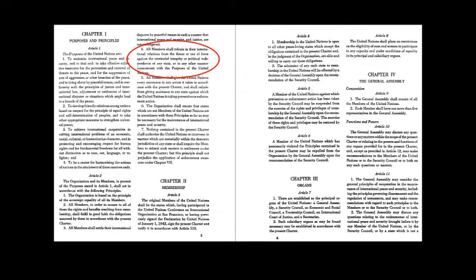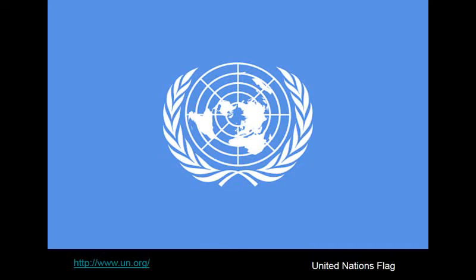I'll just read it out. All members shall refrain in their international relations from the threat or use of force against the territorial integrity or political independence of any other state or in any other manner inconsistent with the purposes of the United Nations. So a prohibition on the use of armed force against other states. That was the fundamental driver for the formation of the United Nations. So everyone knows the United Nations symbol, so here's the United Nations flag.